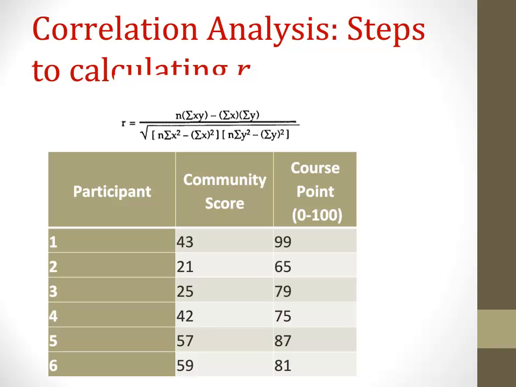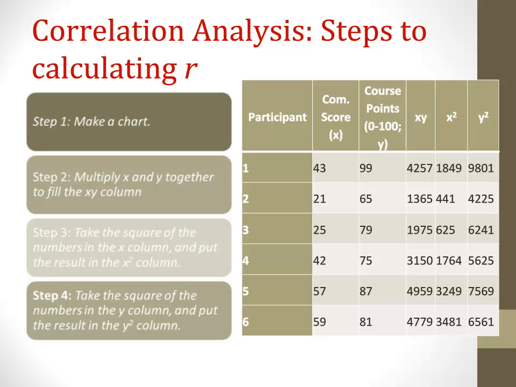You'll notice that we're still looking at a case that's similar to what we discussed earlier in our example. We're going to look at the relationship between community scores and course points. But here, course points range from 0 to 100. So let's go ahead and take a look at step 1. Step 1 in calculating Pearson's R is to set up the data. The best way to do this is to make a chart using the given data.